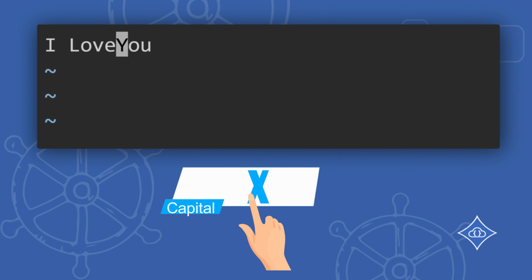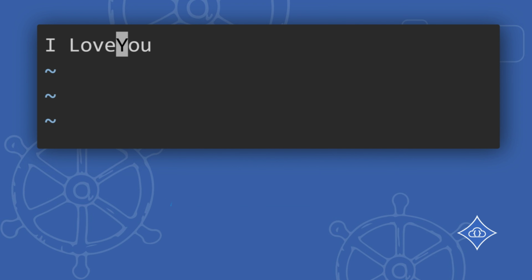So instead of small x, I will type capital X. I'll press capital X and you will find that it is deleting the character which is on the left side of the cursor. So here it is. I'm pressing capital X and it's going inside. So this way the things are done.